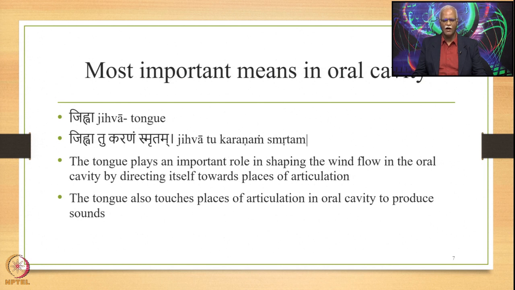So that is the reason why jivha is considered the most effective or important instrument as far as the process of speech production is concerned. So the tongue plays an important role in shaping the wind flow in the oral cavity by directing itself towards places of articulation within the oral cavity. The tongue also touches places of articulation in the oral cavity to produce certain sounds. And this is why jivha is considered to be the most important means for the process of speech production which is present in the oral cavity.